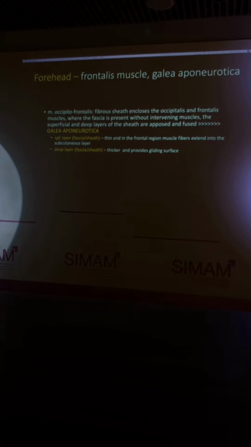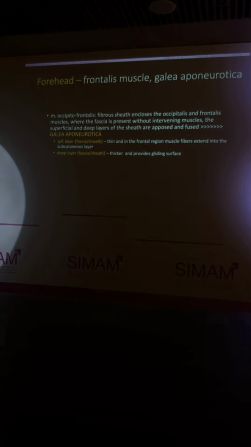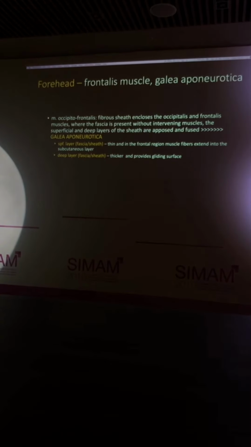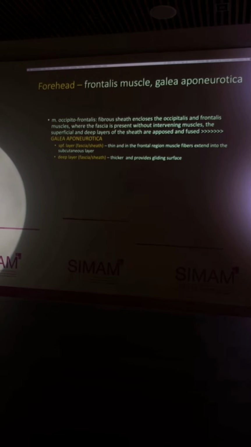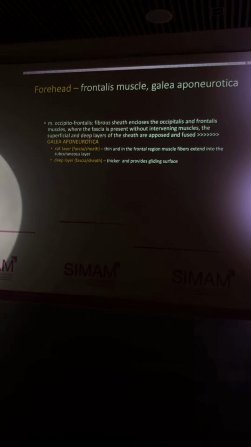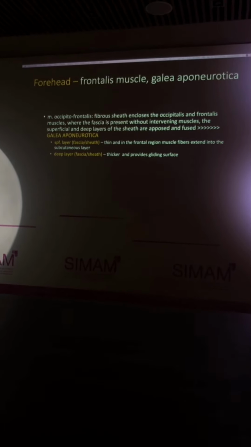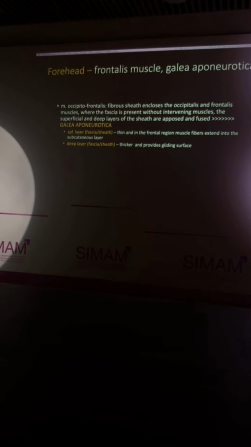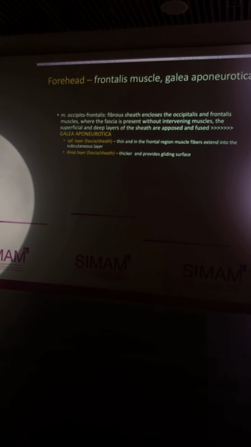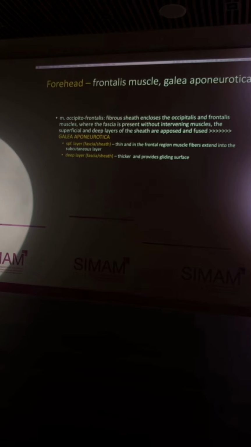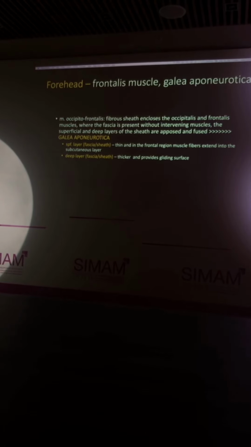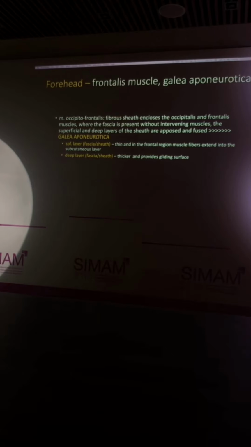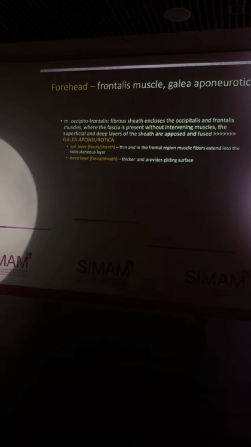I would like to go through the different zones step by step. So I'd like to start with the forehead. In the forehead we have already seen that we have to know about the galea aponeurotica and the frontalis muscle.